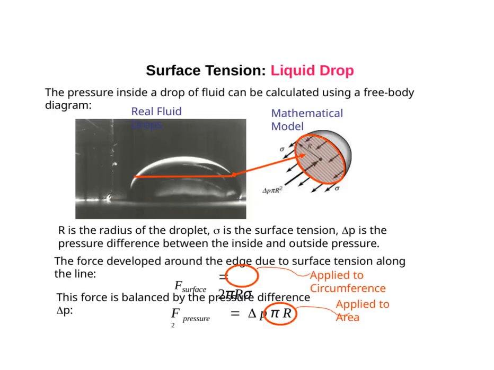Let's look at how surface tension works around a liquid drop. The force created along the edge of the drop is due to surface tension, acting like a tight skin. This force balances the pressure difference between the inside and outside of the drop. We use the radius of the drop and the surface tension value to calculate this force. By drawing a free body diagram, we can model the pressure inside the drop mathematically, helping us understand how these forces interact in real fluid drops.